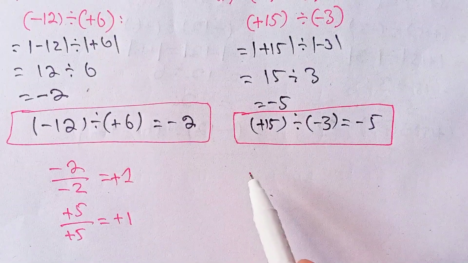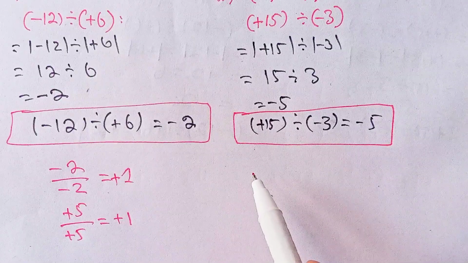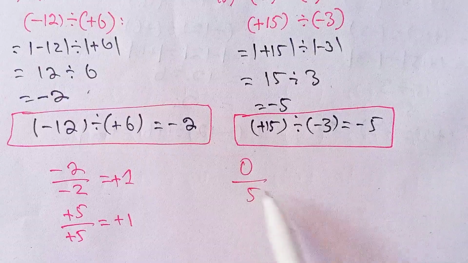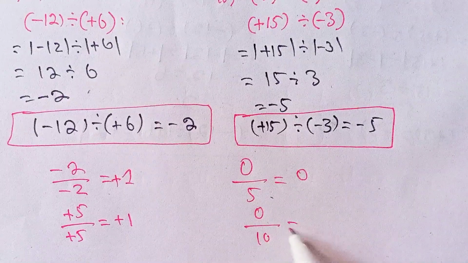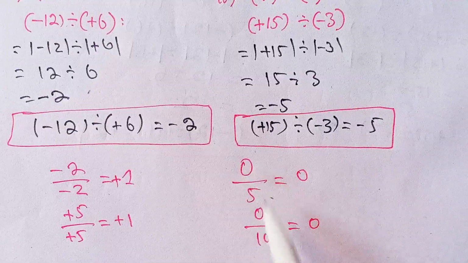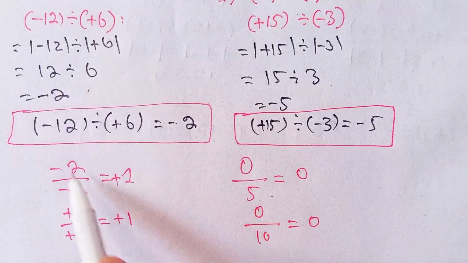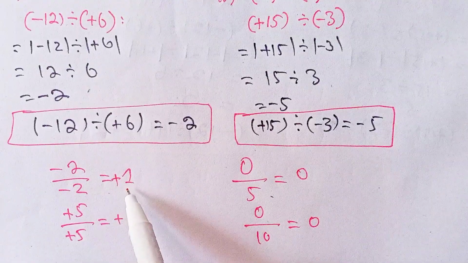Now we are going to discuss that whenever we are dividing 0 by any integer except 0, the result will always be 0. For example, 0 divided by 5 equals 0. 0 divided by 10 equals 0. So whenever we are dividing 0 by any integer, the quotient will always be 0. And whenever you are dividing an integer by itself, the quotient will always be positive 1.